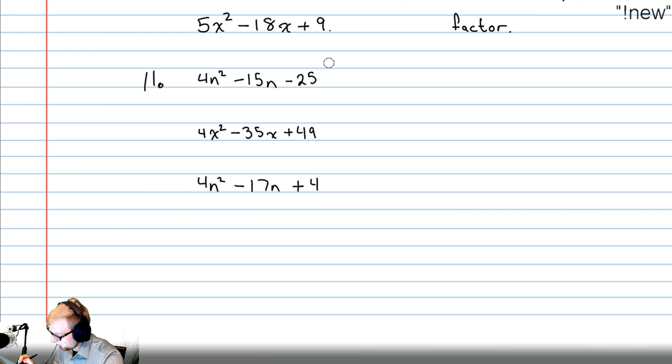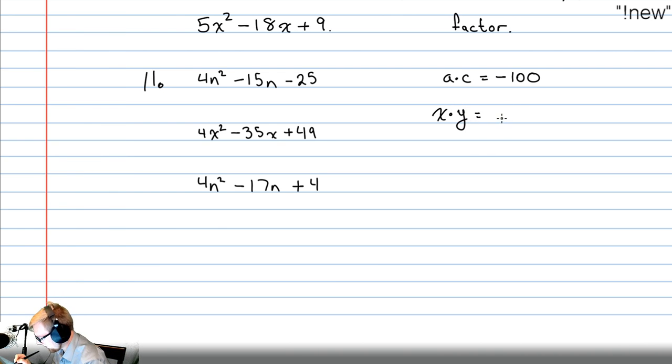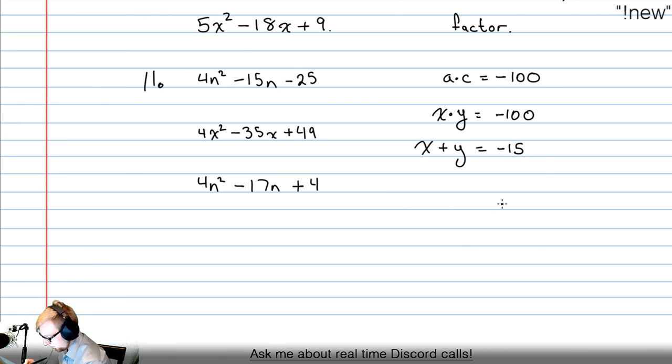What are you having difficulties with? Walk me through it. Okay, so I figured out that it has to be negative 100, and then negative 15. I factored everything into prime numbers. So x times y has to be negative 100, and x plus y has to equal negative 15. Yes, so you've got 100.